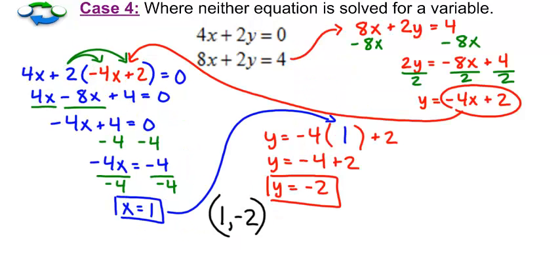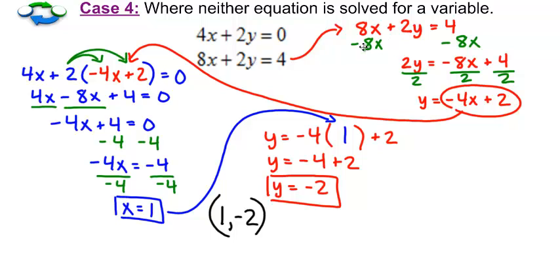The last case we're going to look at is case 4, where neither equation is solved for a variable. This is an example of a level 4 problem for this learning target. Here, before we can do anything, we have to get one of our variables by itself in the equation. We're going to look at our second equation and try to get y by itself.